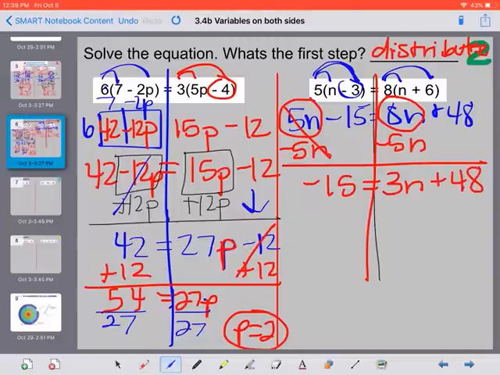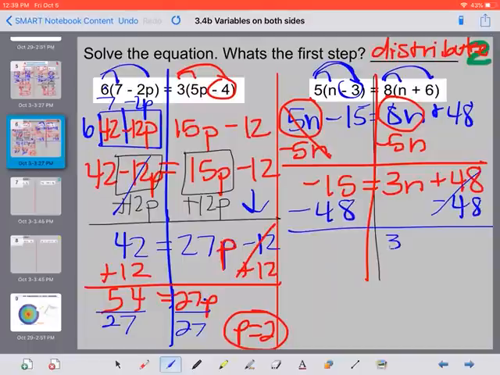And we want n by itself, so get rid of adding and subtracting. I'm going to subtract 48. Those eliminate. Same sign, add and keep. We have a negative 15 and another negative 48. They're all negatives. So if we add those up, we get 63, but they're all negatives.